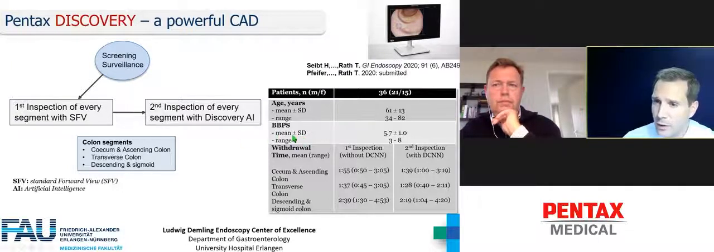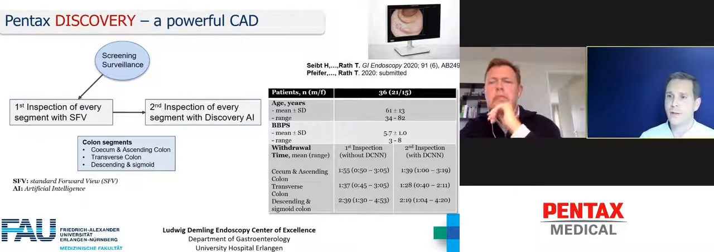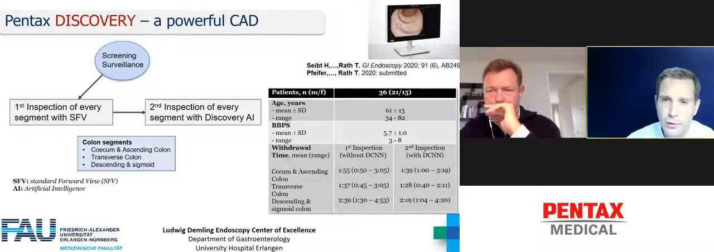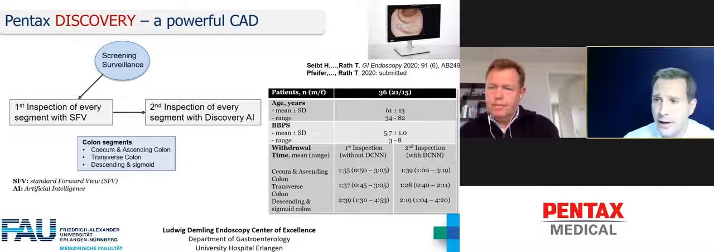And what you see here are the baseline characteristics. And I just want to point out one thing. Here, Boston bowel preparation, although the mean was 5.7, we had a range with 3 at the lower end. So these were patients presenting for routine endoscopy in a daily scenario. So bowel preparation was less than optimal in our cohort. And as you can see also by the age, it was a typical screening cohort.